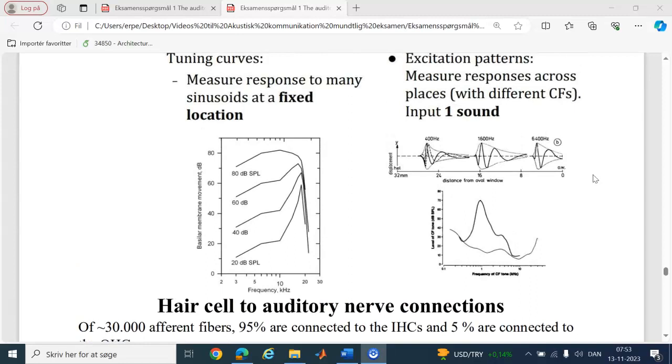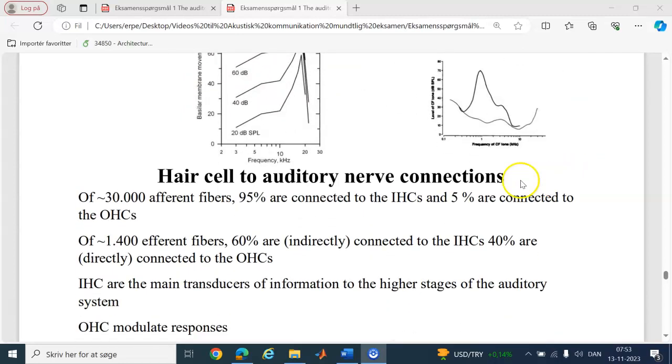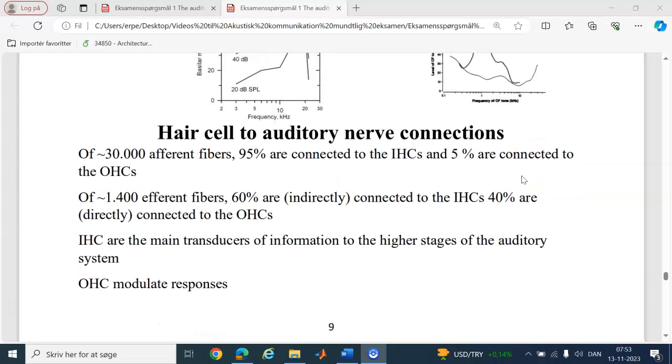The excitation curve at a certain sound frequency can be explained by the auditory filters. Hair cells to auditory nerve connections.